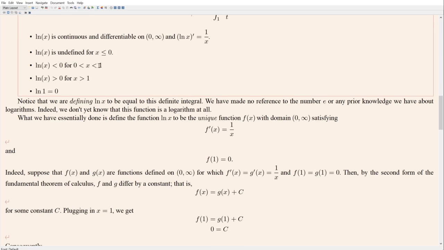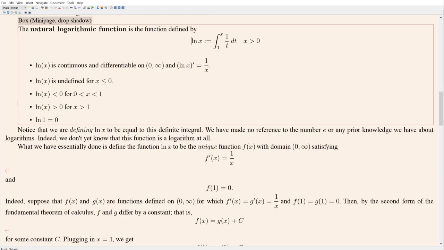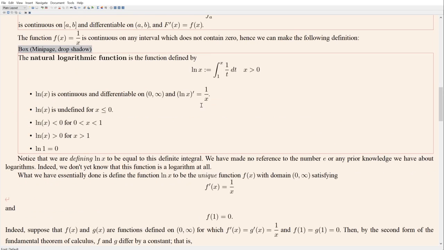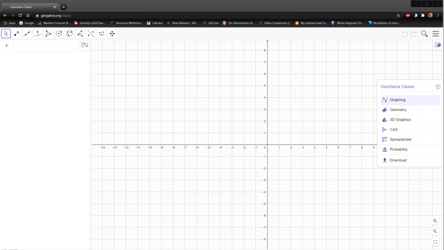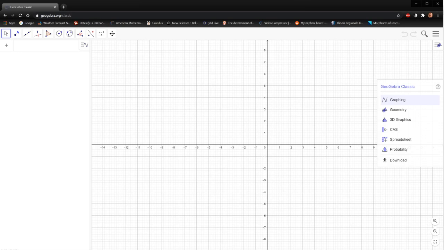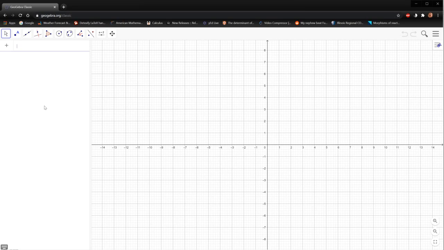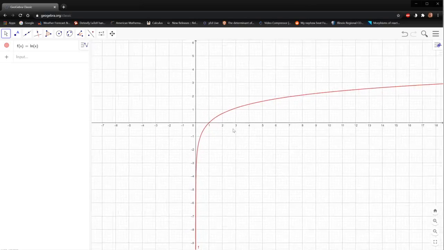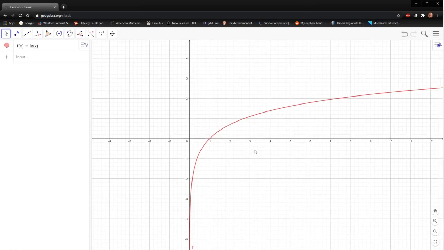If x is between 0 and 1, then the log is negative. If x is larger than 1, then the log is positive, and the log at 1 is 0. So all of this information is reflected in the graph of natural log x, which let me go ahead and show you that. I'm certain that you have seen this before in an algebra class, but there you go. So here you can see what I'm talking about.